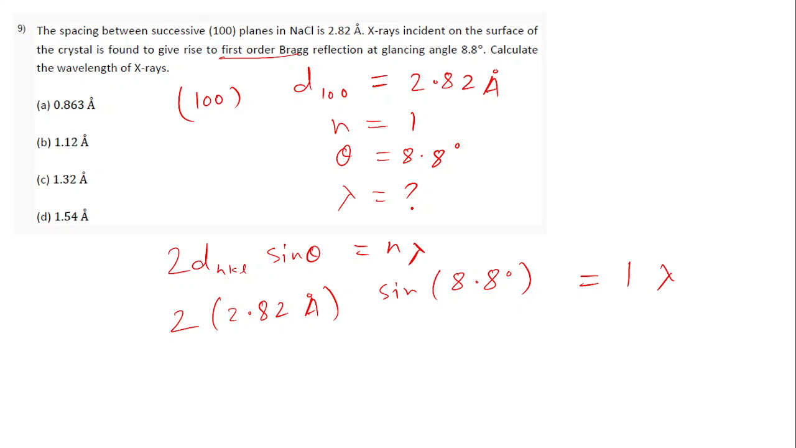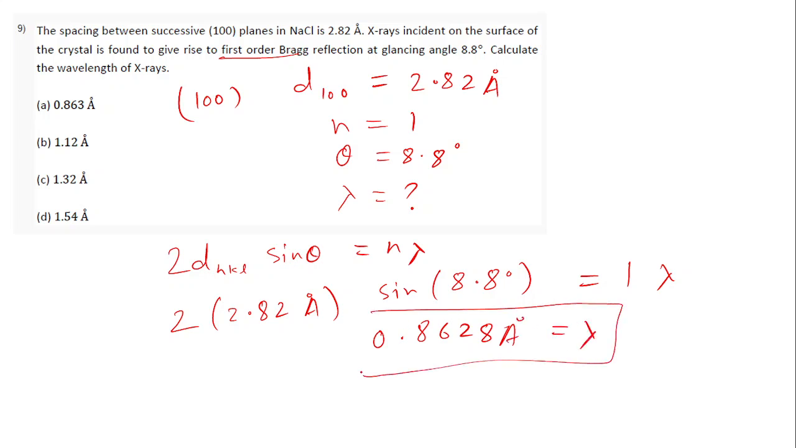So this will be sine of 8.8, which is 0.153, multiplied by 2 multiplied by 2.82, which is 0.8628 angstrom. This is lambda, the correct wavelength that we are using.